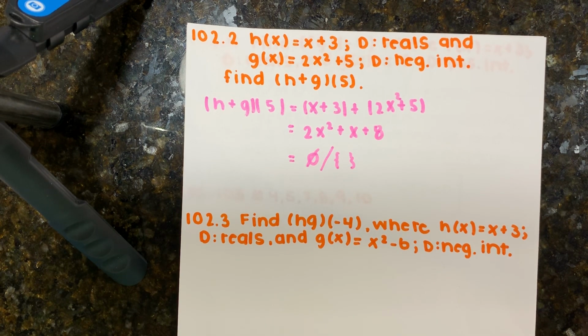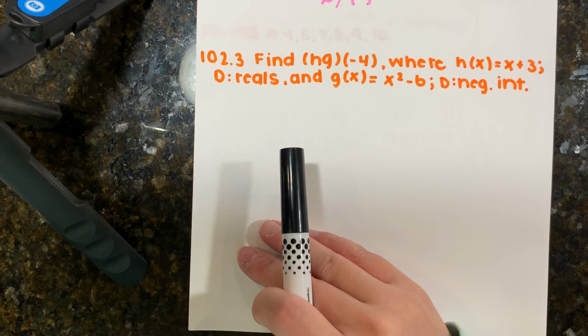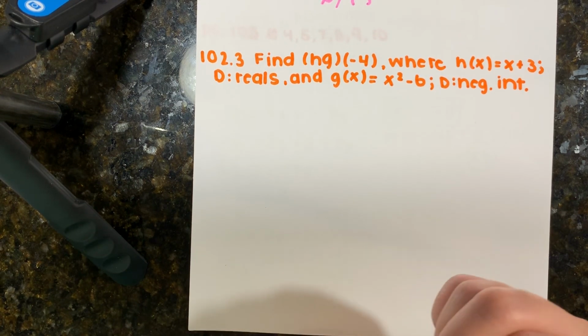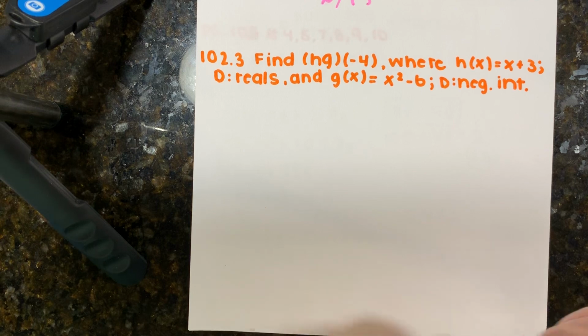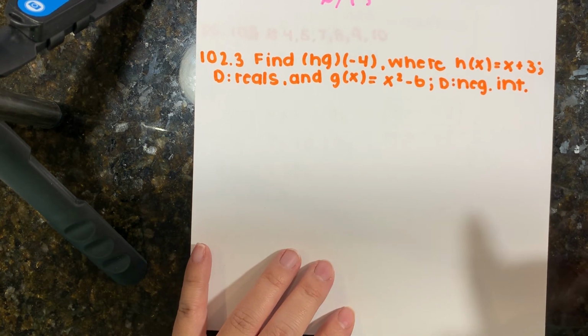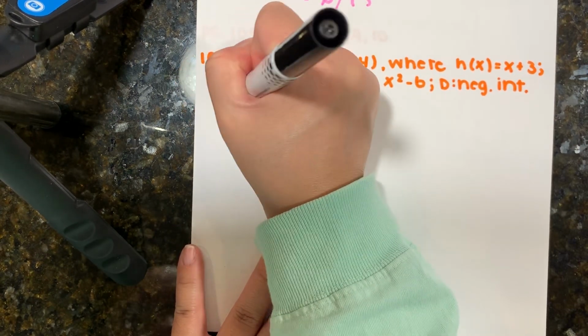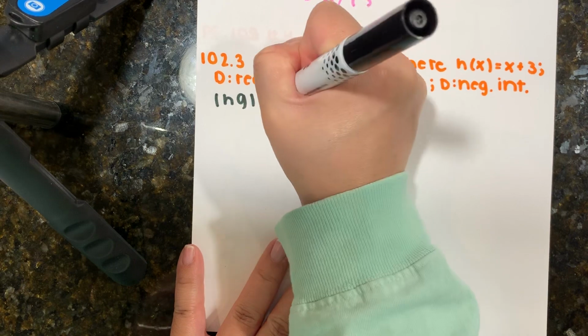Now we're going to look at product. It says find hg of -4, where h of x is equal to x plus 3, the domain is reals, g of x is equal to x squared minus 6, and then the domain is negative integers. So I'm going to start with hg of -4.